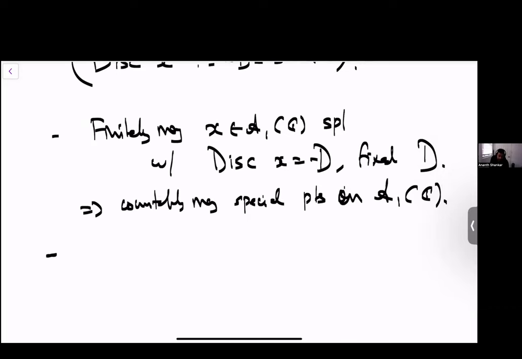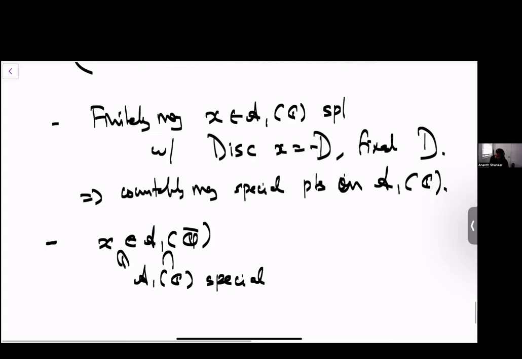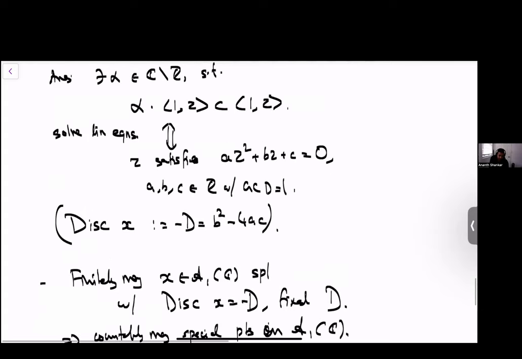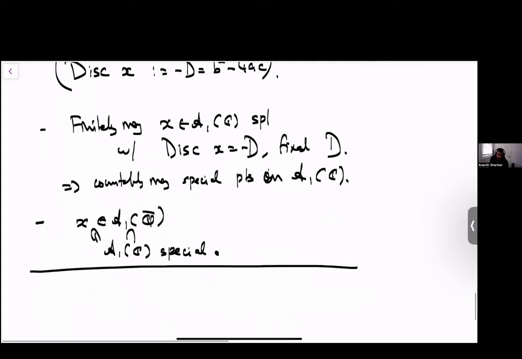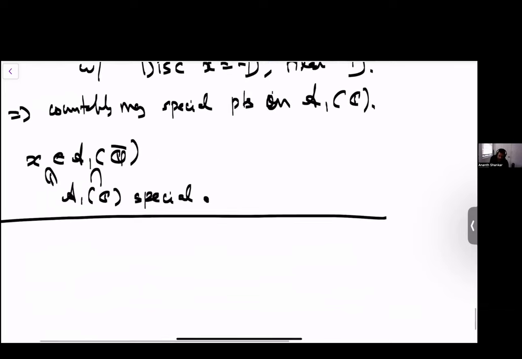What else ends up being true is that if you were to take a special point and think of it as a point of the modular curve, its coordinates are actually going to be contained in Q bar, not just in C. So every special point actually descends to Q bar. So these are some facts about special points that will be useful in defining special points and such for arbitrary Shimura varieties.